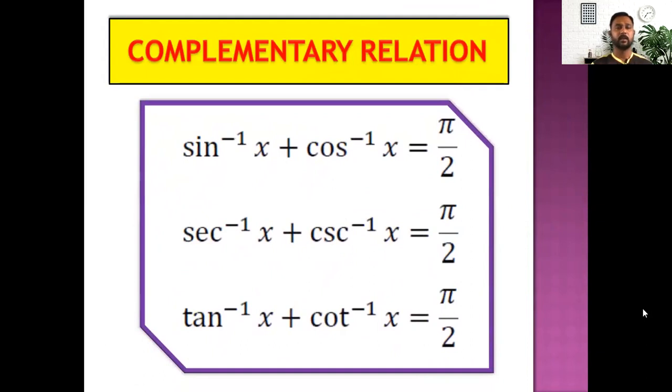Here they are. Sine inverse x plus cos inverse x is equal to pi by 2, sec inverse x plus cosec inverse x is equal to pi by 2, tan inverse x plus cot inverse x is equal to pi by 2. Let us see again what is the proof for this. I will prove one of them and the remaining you have to try. See here.